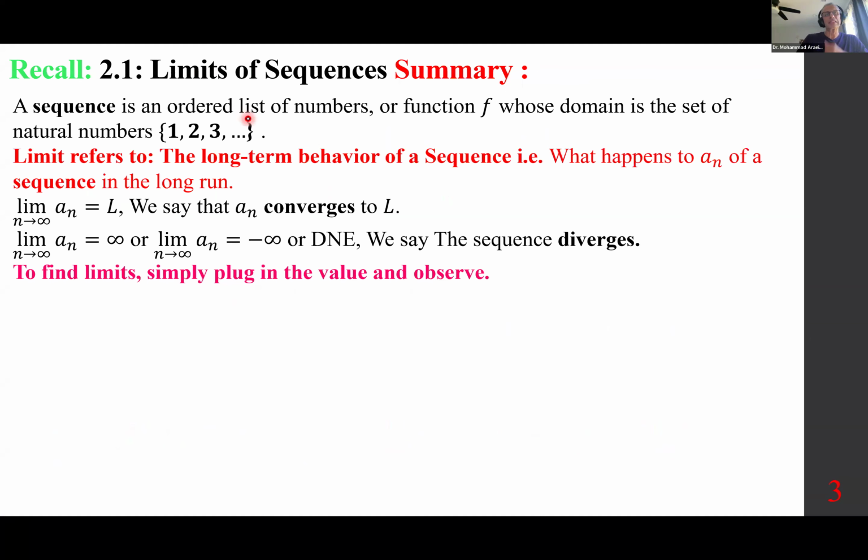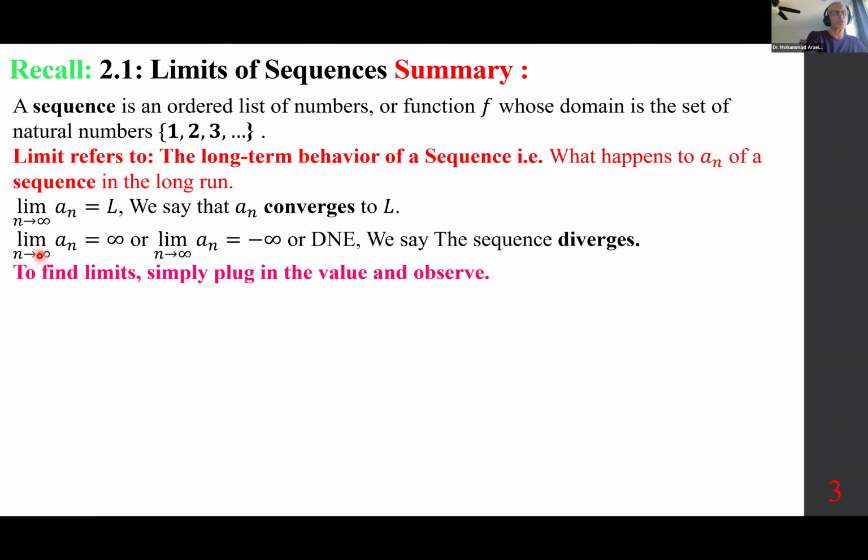A sequence is an ordered list of numbers, or a function f whose domain is the set of natural numbers 1, 2, 3 to infinity. Limit refers to the long-term behavior of a sequence, i.e. what happens to a sub n of a sequence in the long run. Limit of a sub n as n approaches infinity equals L. We say that a sub n converges to L.